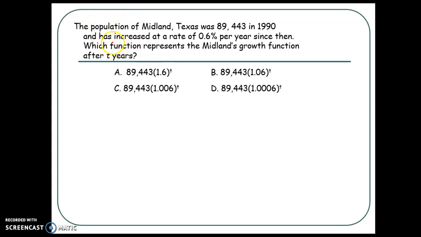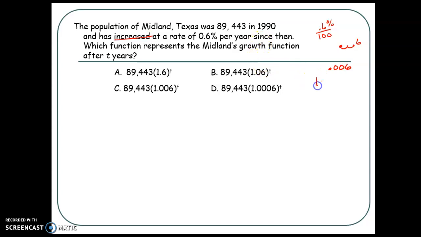The population of Midland, Texas was this to start with, and has increased at a rate of 0.6% per year since then. Which function represents Midland's growth function after 10 years? Now, to convert a percent to a decimal, you have to divide by 100, which would be the same as moving this decimal over 2 spaces. So you're going to get 0.006.